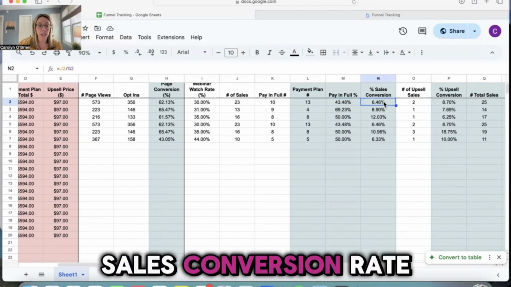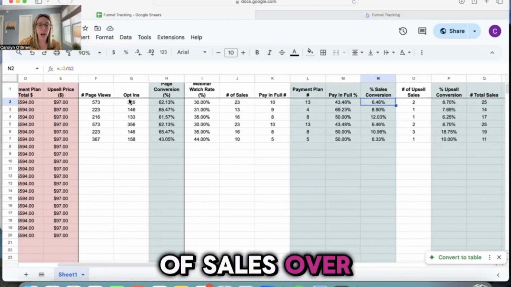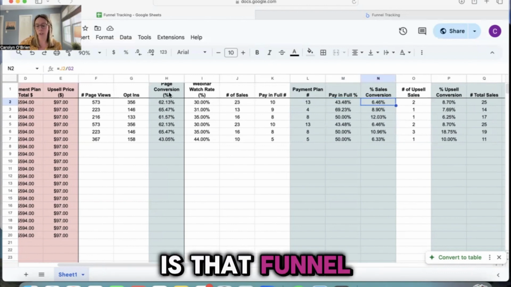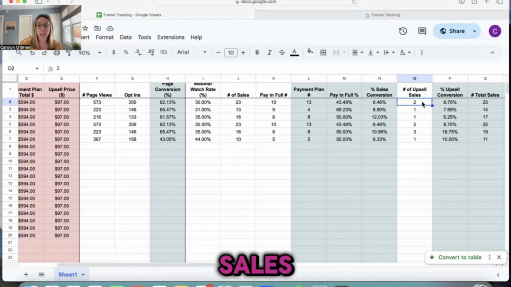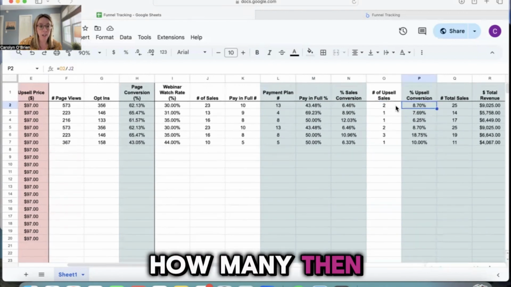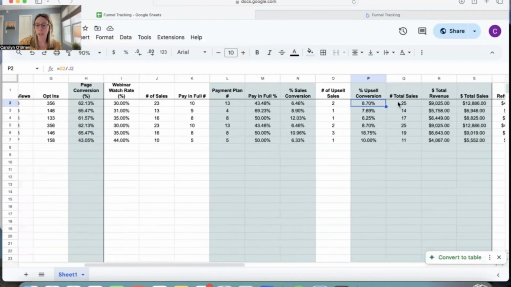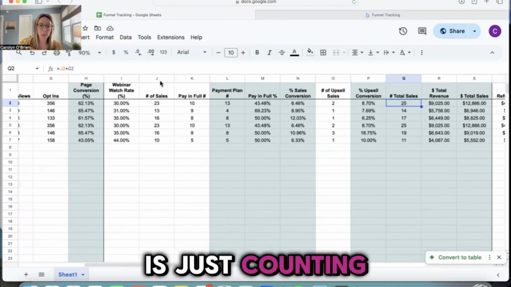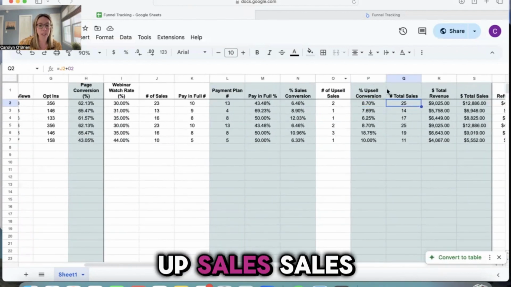And then the sales conversion rate. So this is looking at number of sales over opt-ins. So overall, how is that funnel converting? Number of upsell sales, and then the upsell conversion rate. Out of those who did purchase, how many then converted into that upsell? And total sales, this is just counting the full product sales and then the upsell sales.